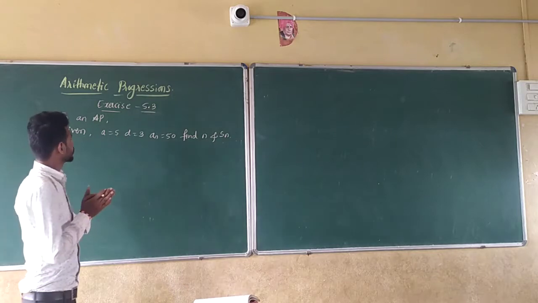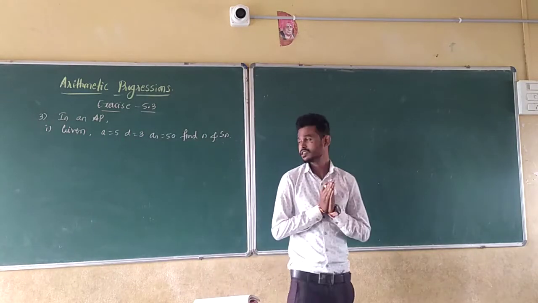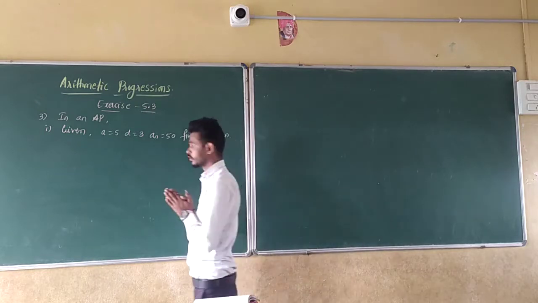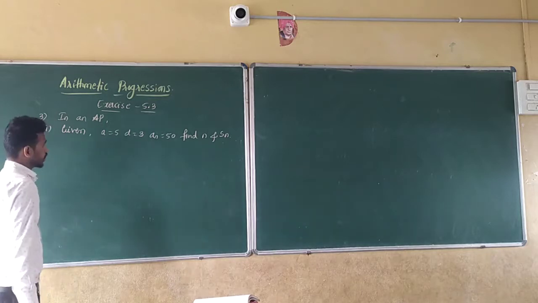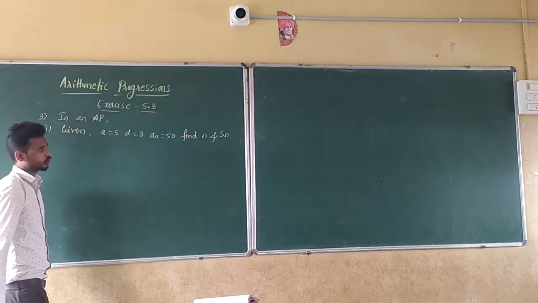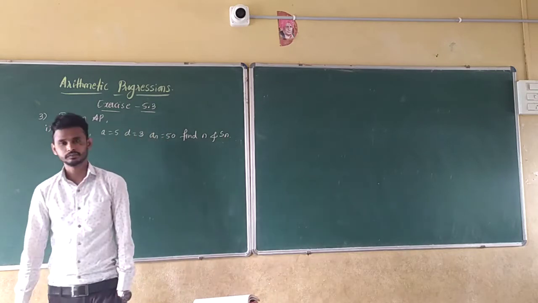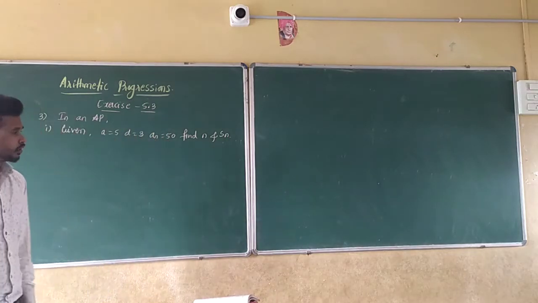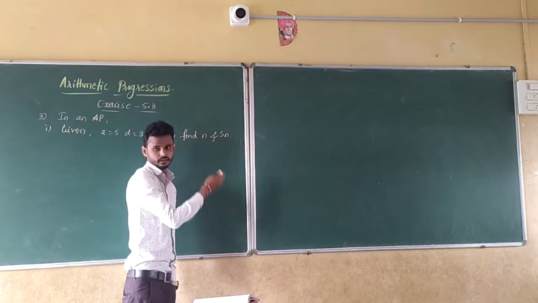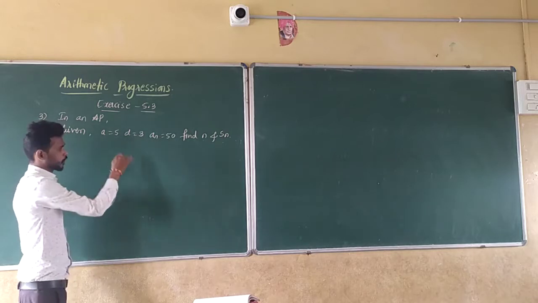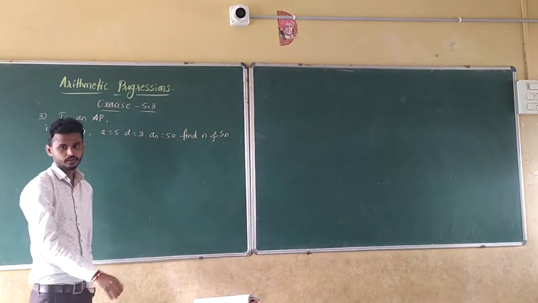So here we continue the chapter arithmetic progressions. In exercise 5.3, third main question: in an AP given a equals 5, d equals 3, an equals 50, find n and Sn. For finding n, use the an formula, and for finding Sn, use the Sn formula.